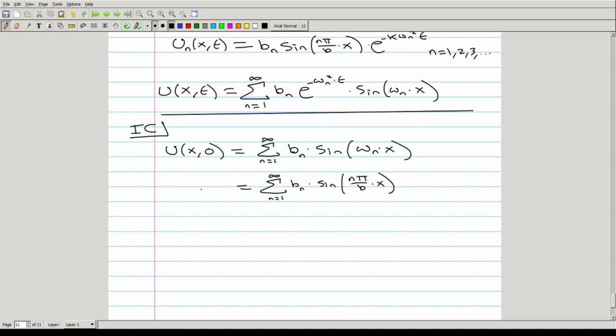And the initial condition has to be the function f of x, whatever this is. And based on our previous work, we recognize this immediately as the Fourier sine series, being the odd Fourier extension of f of x. So the Fourier series that converges to f of x on the interval from 0 to b.